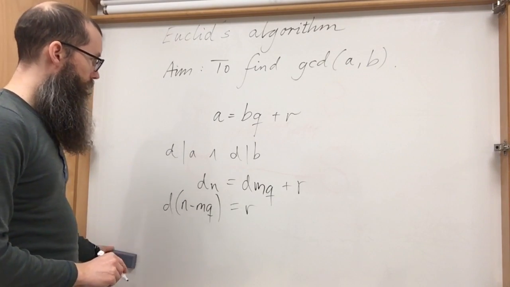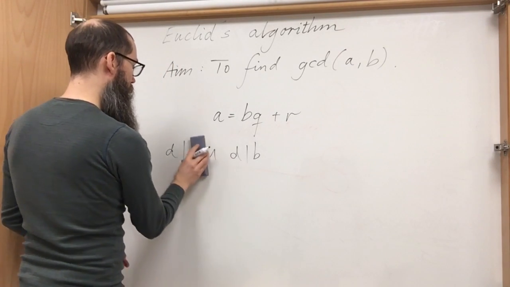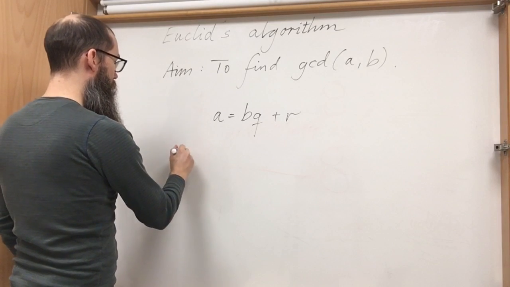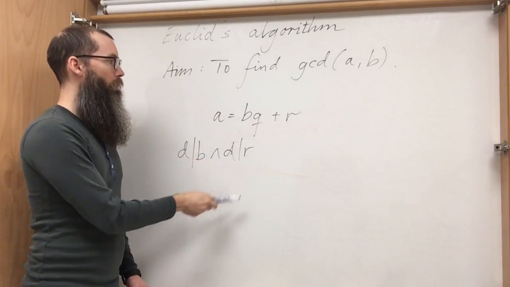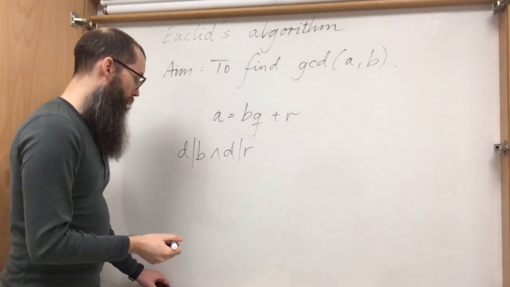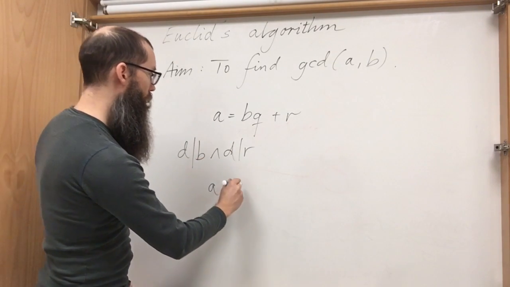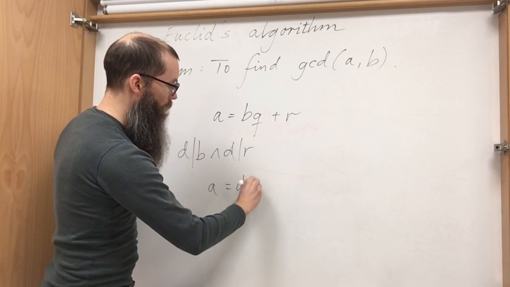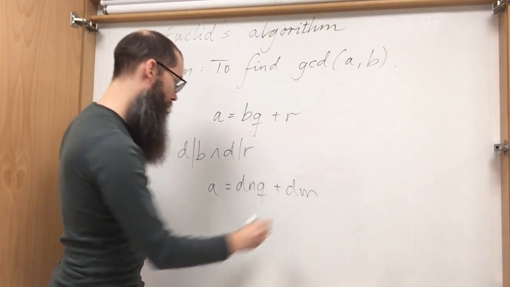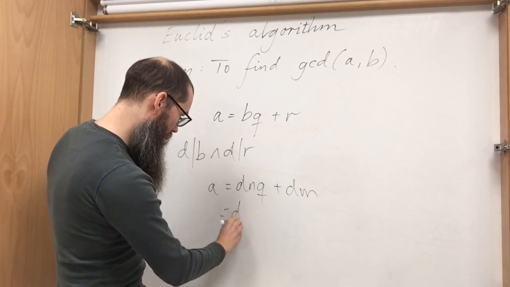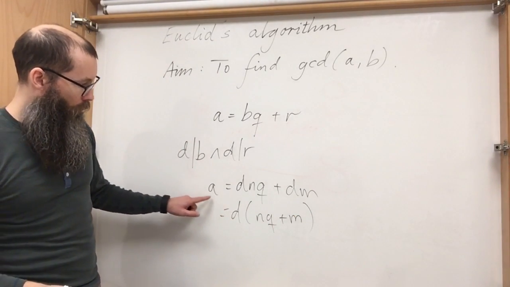Now, suppose instead that D divides B and D divides R. That means D is a common divisor of B and R. Well, in that case, D divides B, so I can write B as D times m. And D also divides R, so R is D times n. And that means that A is D times (mq plus n). So D also divides A.